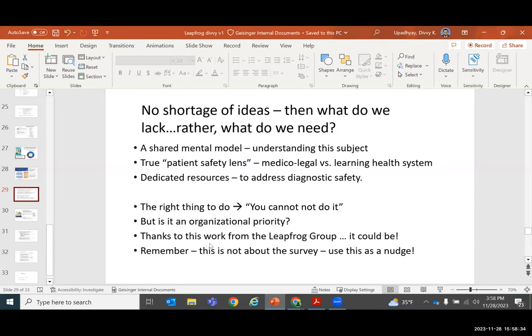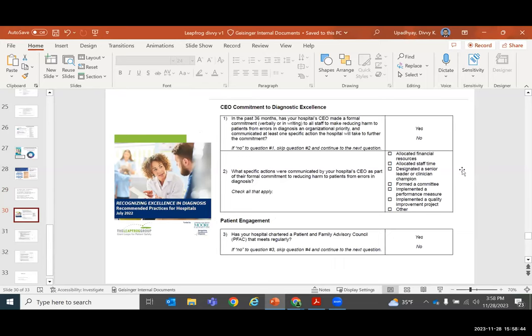But my personal bias is, do not use it just to answer the survey. Use this as a nudge for ideas. So what ideas? This is out there. I think Jean-Luc mentioned this. This is the addition to the hospital survey. It's available online. You must have all seen it.